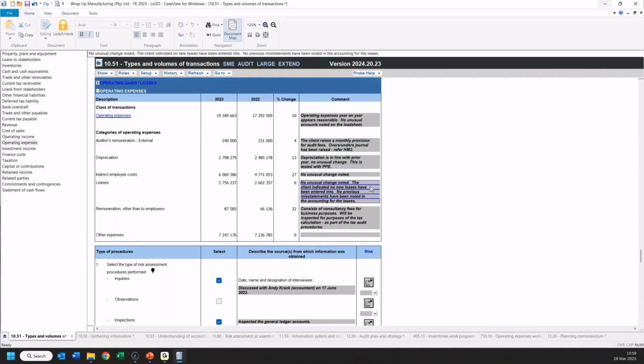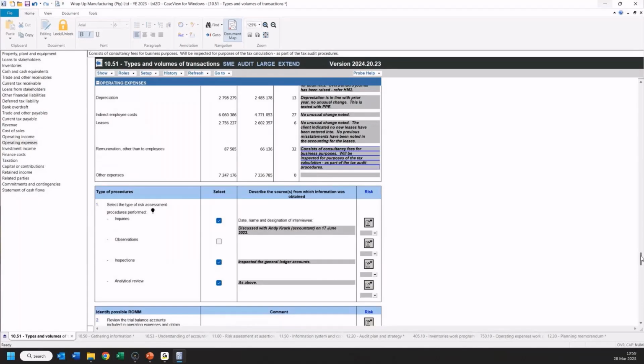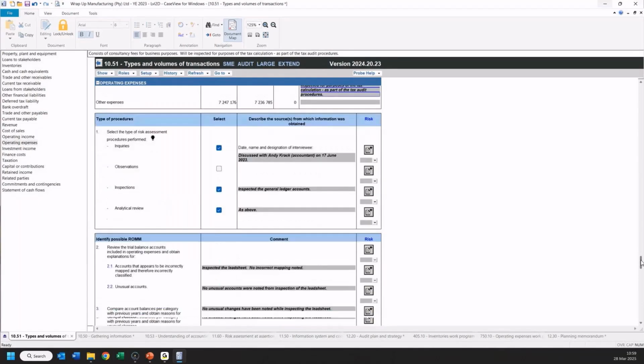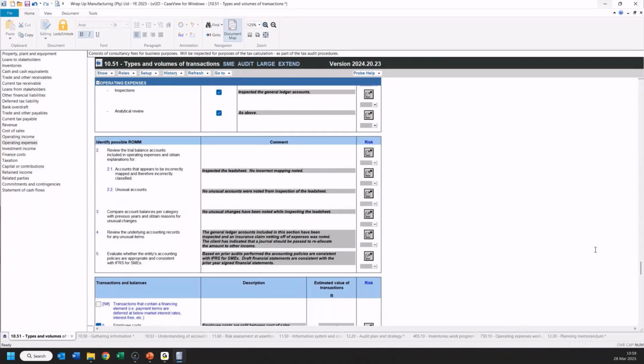There was a point here to say the leases, the client indicated that no new leases have been done, and then consulting fees for business purposes, which will be treated as part of the tax calc. So there the analysis, the considerations have already been documented. The types of risk assessment procedures, again, ticked, clicked, linked, activated. The considerations of possible risks of material misstatement. The person has completed to say they've inspected the lead schedule. No mapping, incorrect mapping noted here.